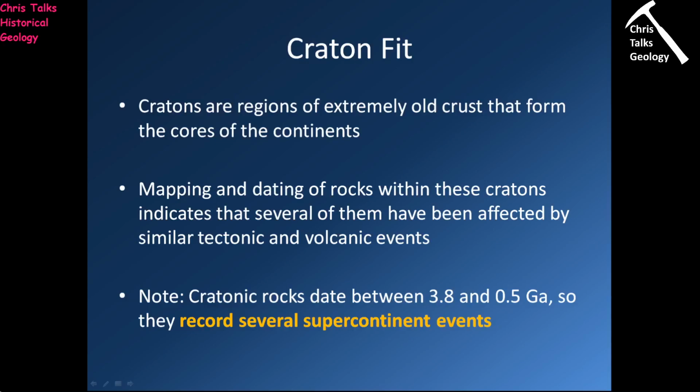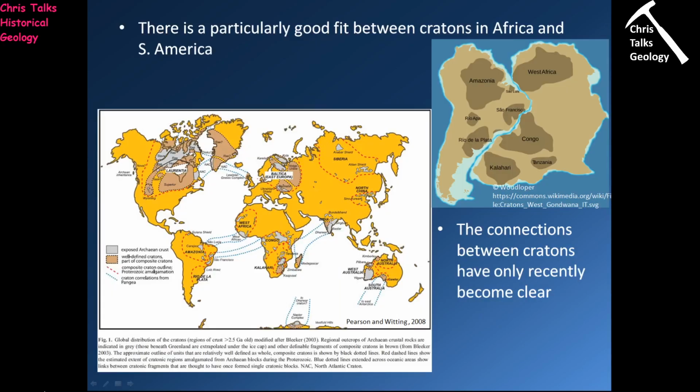So what this means is that these cratons don't just show evidence for one collision, they will show evidence for multiple collisions. So they actually contain evidence that shows us there hasn't just been one supercontinent forming event, there have been numerous supercontinent forming events. And it also helps us to work out which bits of crust were in contact with each other.